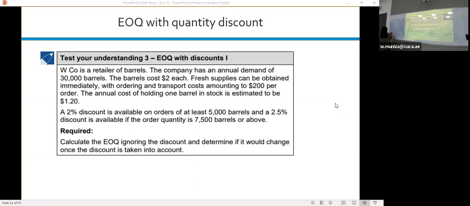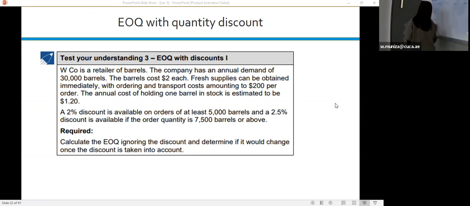$3,000. $4,500. Okay, now purchase cost, that is P multiplied by annual demand. But the purchase price is going to reduce. Let me write it also. For the first case, the purchase cost is simply 2, and annual demand is 30,000. For the second case, for 5,000 units, it is going to reduce by 2%. So 2 multiplied by 98% multiplied by 30,000. For the third case, 2, and it is reducing by 2.5%.